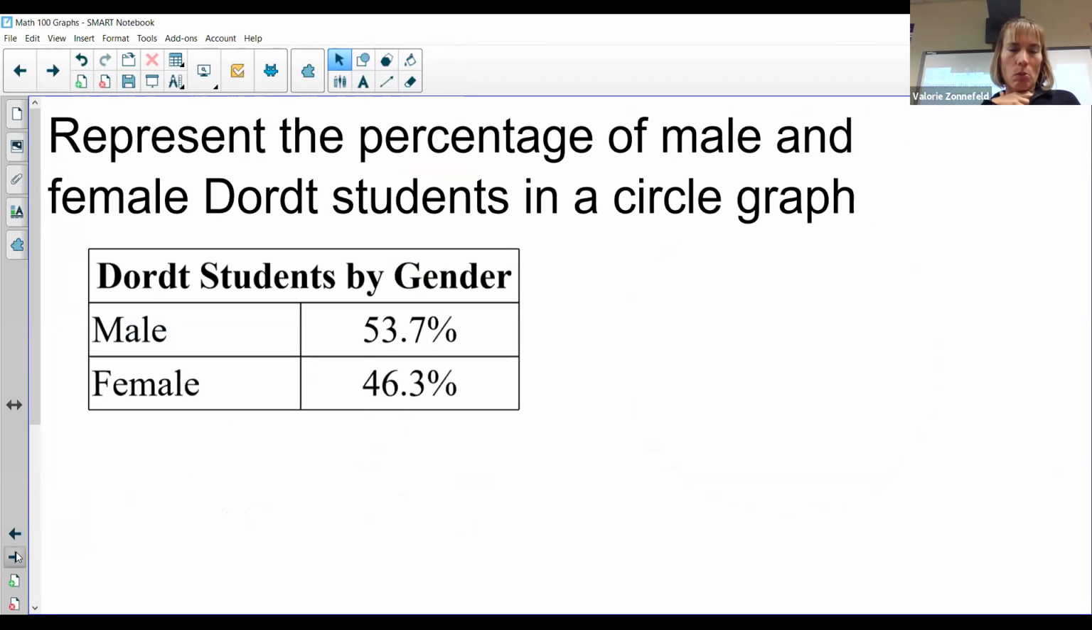So in this next one, what we're going to do is represent the data here. This is Dordt students by gender. Dordt is very rare in the number of males that we have on campus. Most schools have a lot more females, but we actually have more males. Some are up to 66% female. So Dordt is rare that way, but we're going to make a graph about this.